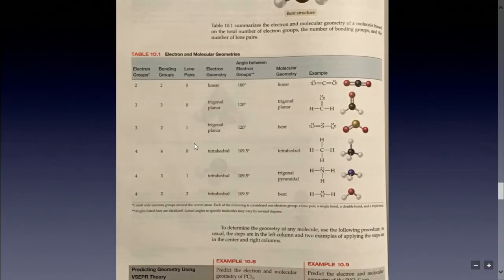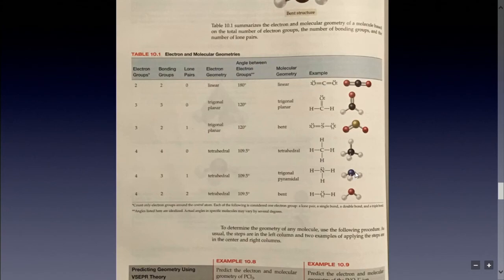So you just go up to your table and you see, where do I have 3 bonding groups but 1 lone pair, where there's 4 electron groups total? That's right here. So the answer again is not right here. Don't look for the electron geometry. That's just the electron geometry. But what is the real molecular geometry? It's trigonal pyramidal.